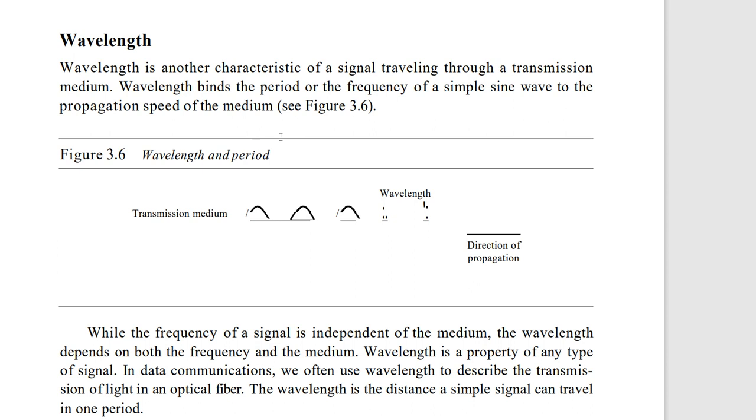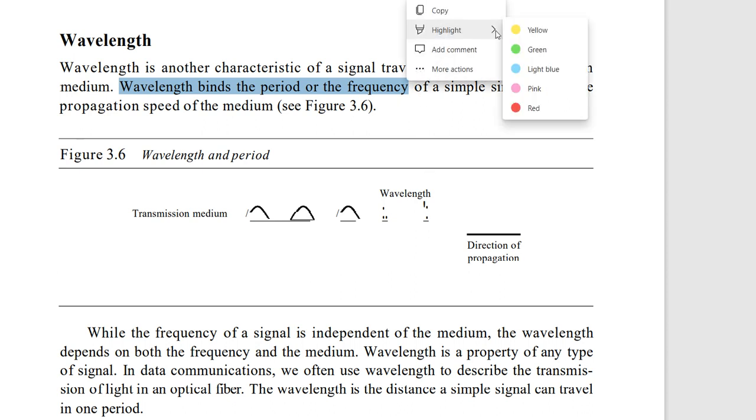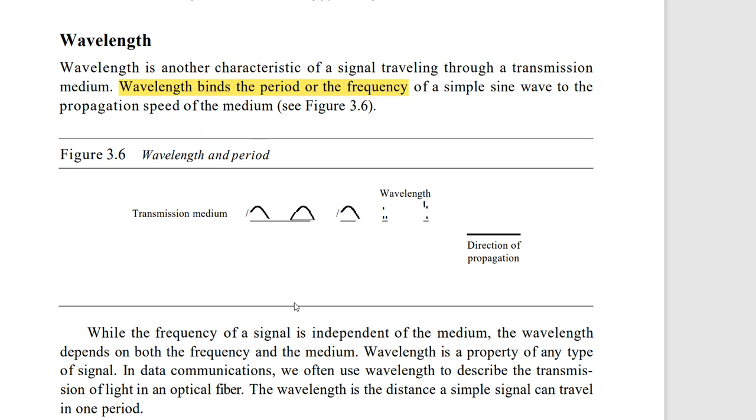Wavelength is one of the characteristics of a periodic analog signal, that is, a sine wave. Wavelength is a characteristic which binds the period or the frequency. That can be represented by the peak to peak distance of the sine wave that you have seen in the last class. So how do we calculate the wavelength?